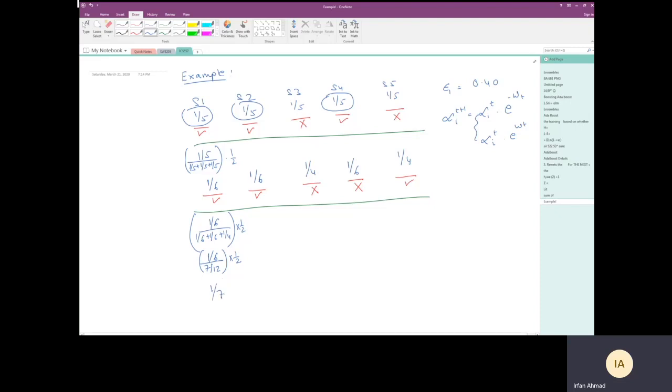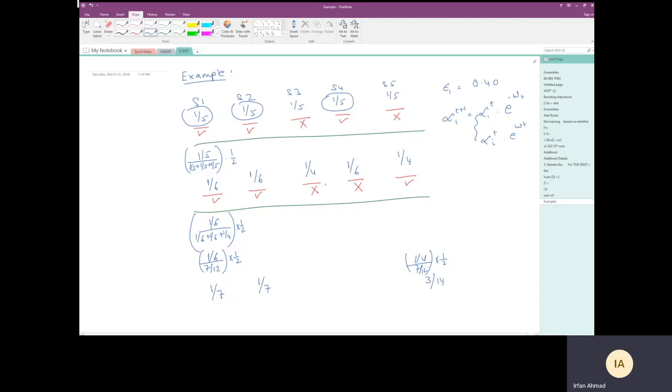If you do some more math, you find that this becomes nothing but 1 over 7. Because this also had the same initial weight, it will again be renormalized to 1 over 7. And this one will be a bit different. It will be 1 over 4 over 7 over 12 times half, which is nothing but 3 over 14.